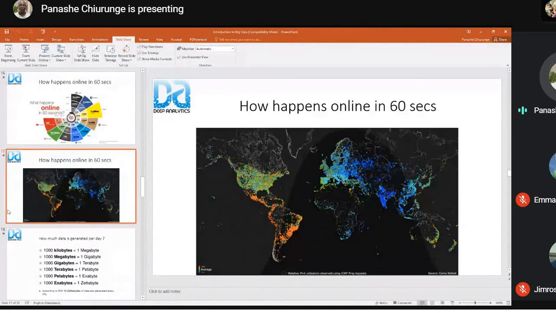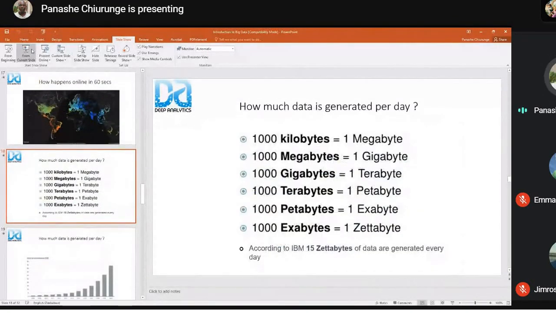All right, so moving on. How much data is generated per day, right? 1,000 kilobytes is 1 megabyte. 1,000 megabytes is 1 gigabyte. 1,000 gigabytes is 1 terabyte. 1,000 terabytes is 1 petabyte. 1,000 petabytes is 1 exabyte, and 1,000 exabytes is 1 zettabyte.